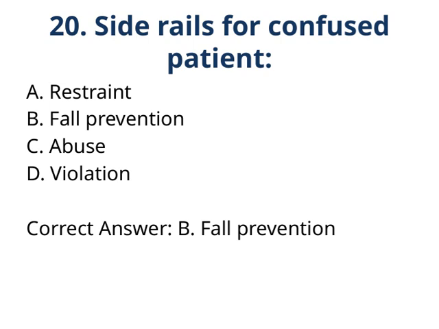The choices include restraint, fall prevention, abuse, and violation. Among these, the correct approach is fall prevention. Using side rails as a fall prevention measure can be effective, but only if it's done appropriately. The goal is to protect the patient from falling out of bed, which can cause serious injuries.